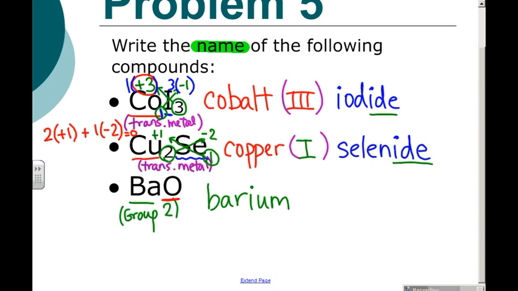Now let me look at the O part. O is oxygen, so I would start that name, but I remember that I have to change the ending to an IDE. So the full name here is barium oxide, no Roman numeral, because the barium can only ever have a +2 charge.